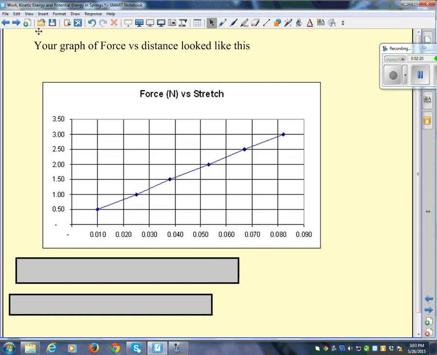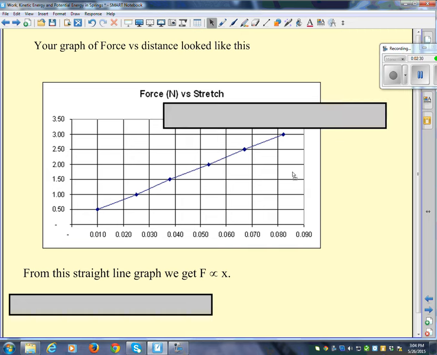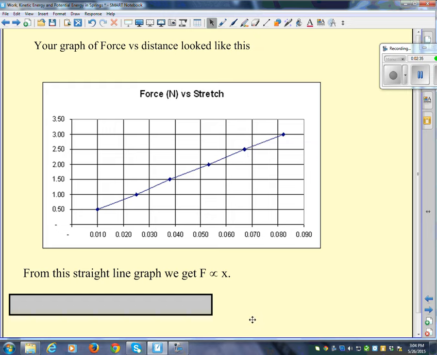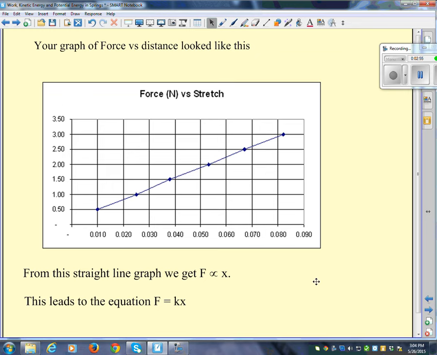Did your graph look like this? It should have been, for the most part, linear. Which gives you the proportionality statement: F is proportional to x. The greater the force, the greater the stretch, right? It's not a curvy one. If it was a curvy one, it might be F is proportional to x squared or what have you. Could be x cubed too, I suppose. It gives us the equation F equals kx.